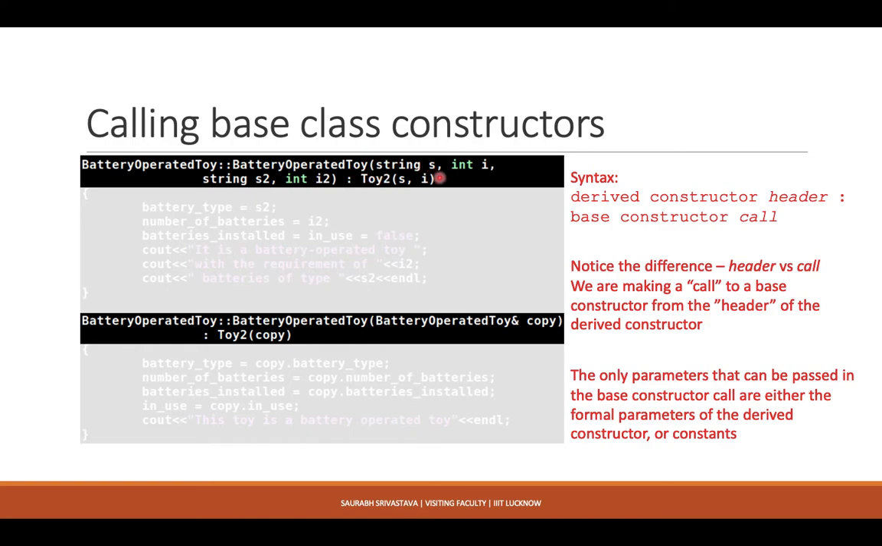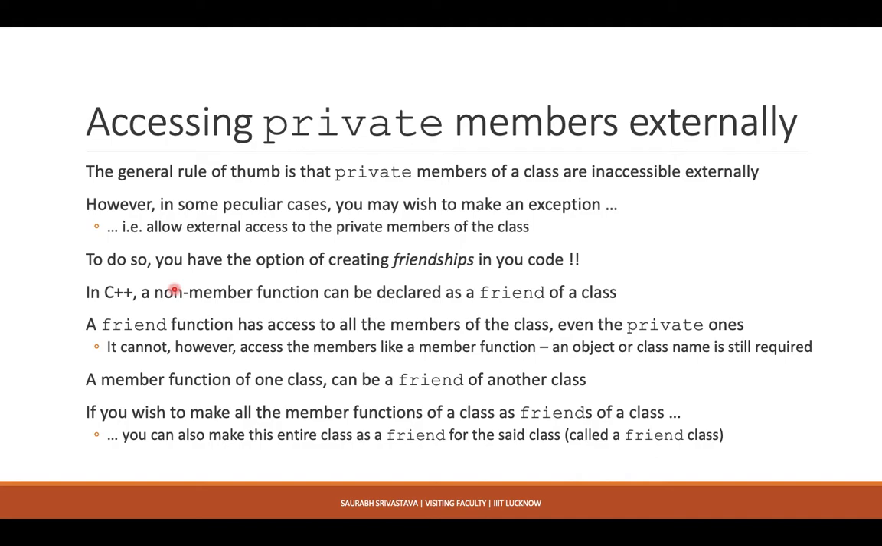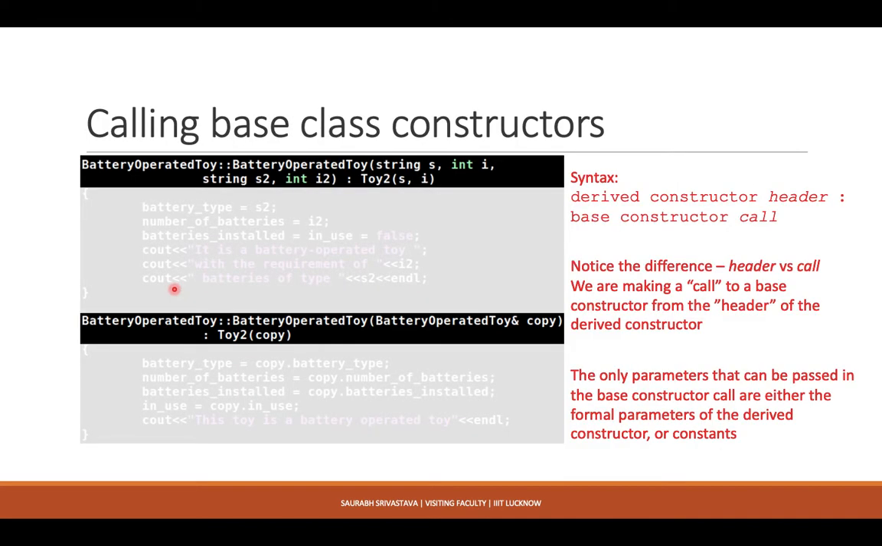Please keep this in mind: the part up to here, before this colon, is basically a function header. You're defining a function header, that this is the name of the function and these are the parameters of this function. Whereas after the colon, whatever you have written here is a function call. This is actually calling the base class constructor. So the idea is that first this call gets through and only then this code is executed. This is the idea that you have to understand.